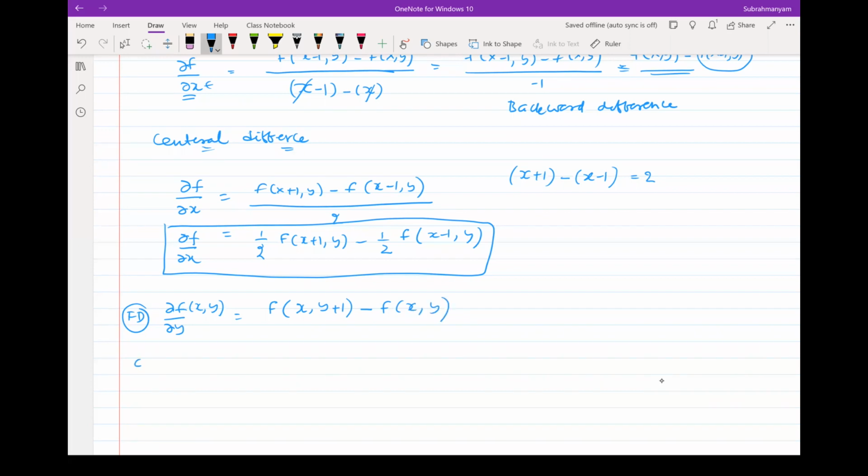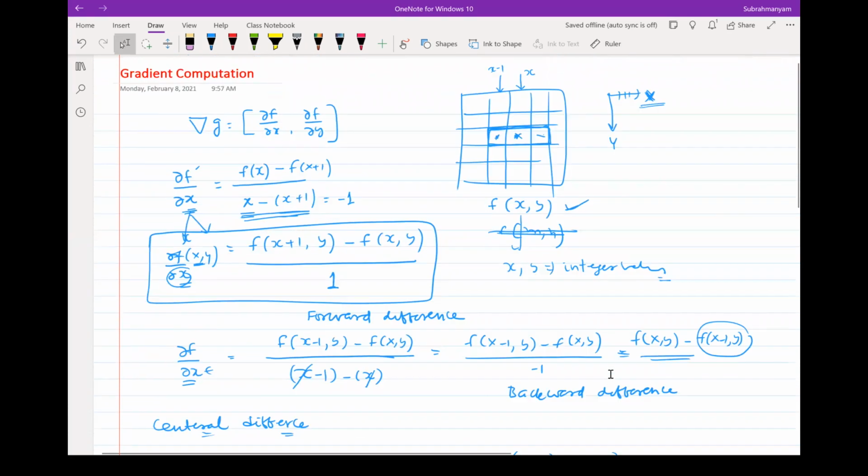And then let me directly write the central difference now. You tell me what's the formula for central difference? Half into f of x comma y plus 1 minus f of x comma y minus 1. Very good. That's all divided by 2. Okay, clear so far? That is all you require for computing the gradient here: the derivatives in the x direction and in the y direction.